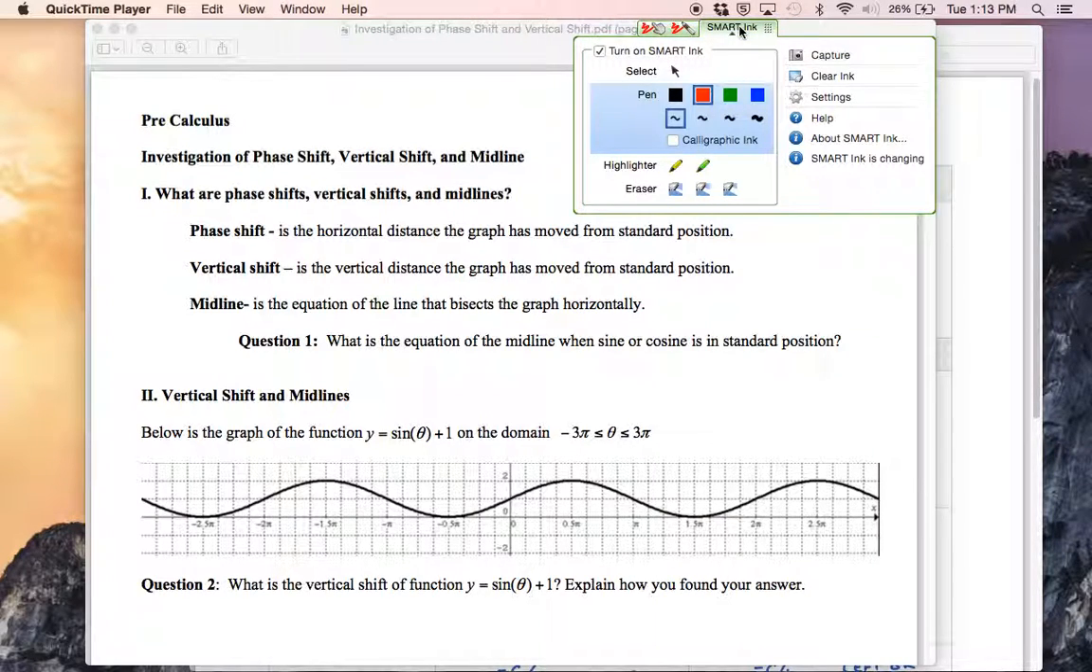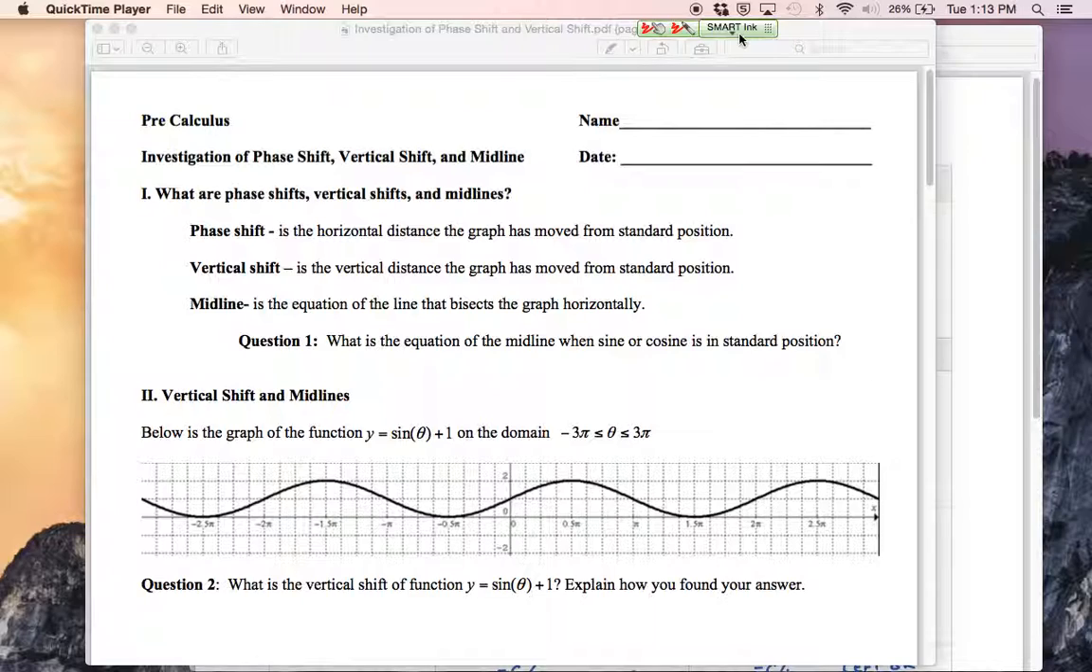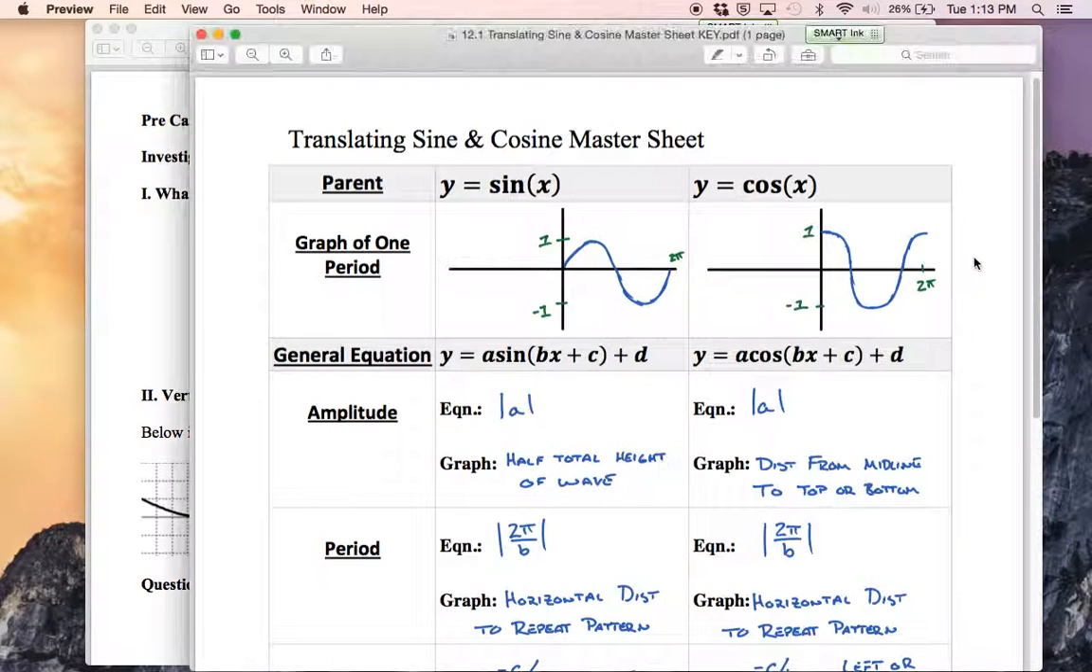So last class period we discussed how to change the amplitude and the period of your graph. And just as a quick reminder, remember we said if your general equation for sine is y equals a sine (bx plus c) plus d, the absolute value of this variable up front, that's your amplitude. And same thing for cosine.